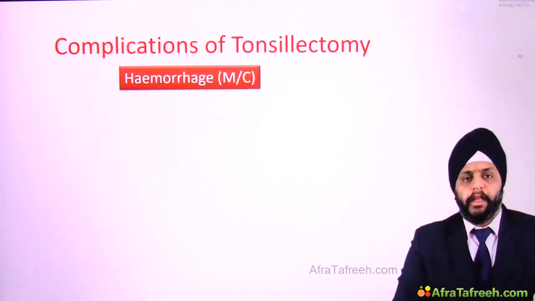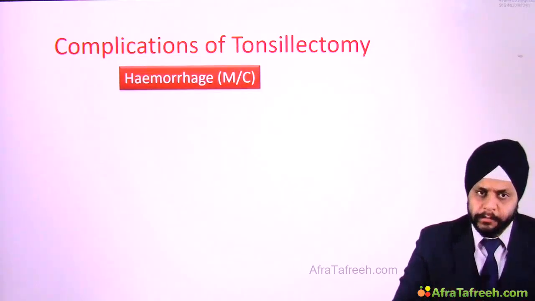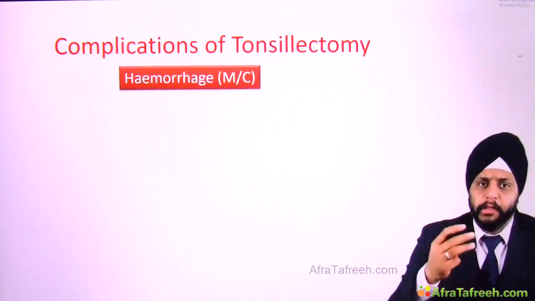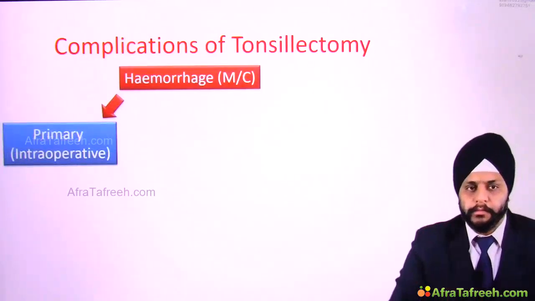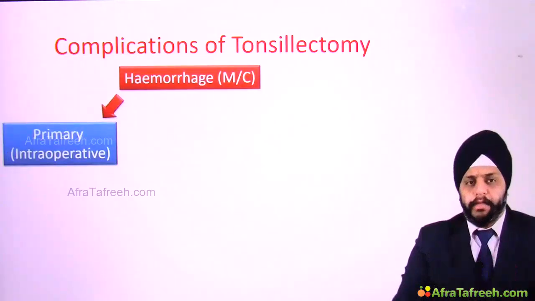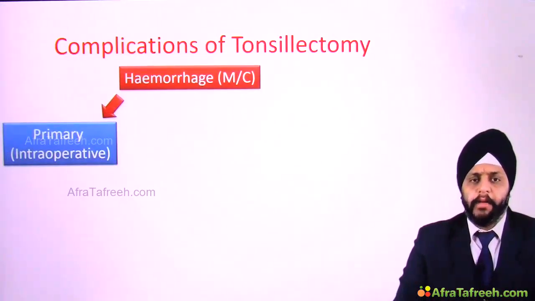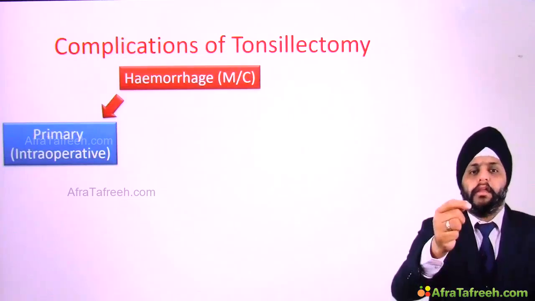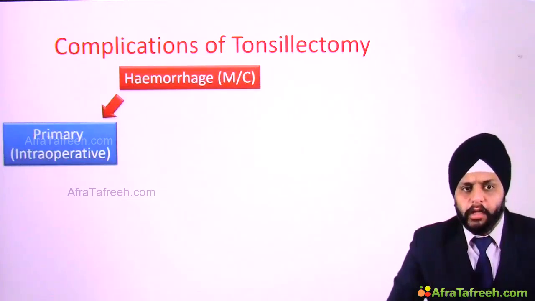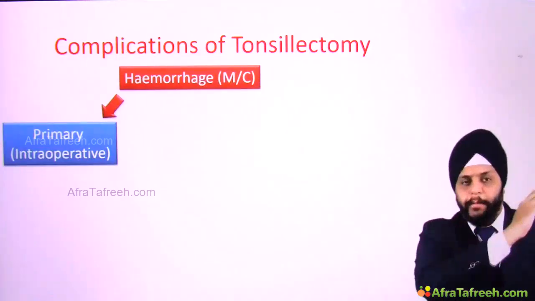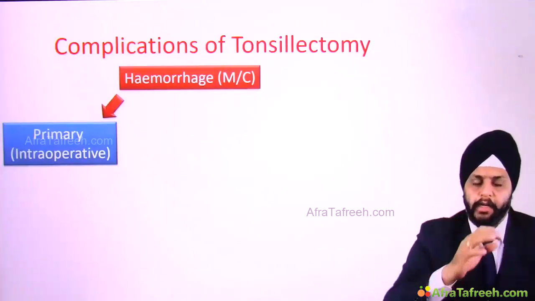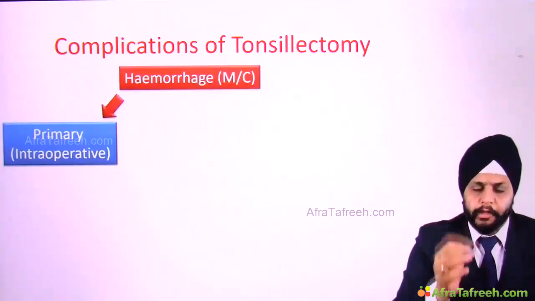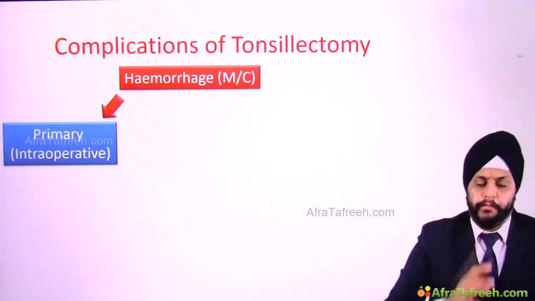Now this hemorrhage can be of three types. The number one is primary hemorrhage. What do I mean by primary? You see, the boy gives the rose to the girl, the girl immediately slaps him. That's primary hemorrhage. Intraoperative, at the time of surgery.